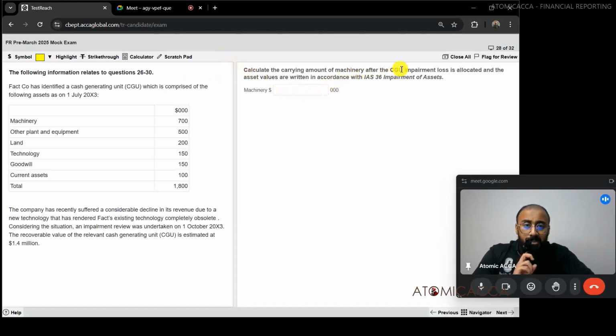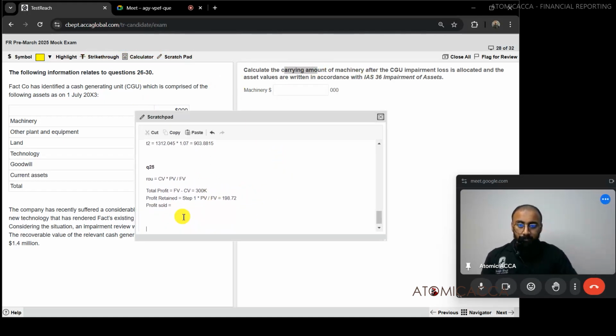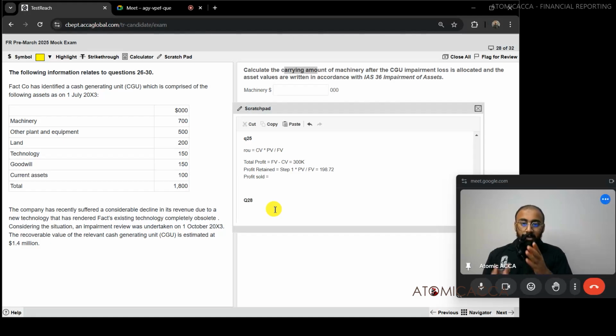Calculate the carrying amount of machinery after CGU impairment loss is allocated and the asset values are written down in accordance with IAS 36. So we need to find the recoverable amount of machinery. Okay, so let's just take what all numbers we have. Question number 28. Now first thing we told that 1.8 million carrying value, 1.4 million recoverable amount. So there's a total of 400,000 impairment over here. Out of this technology, it was told that 150 became completely obsolete. That means 150 impairment goes over there.